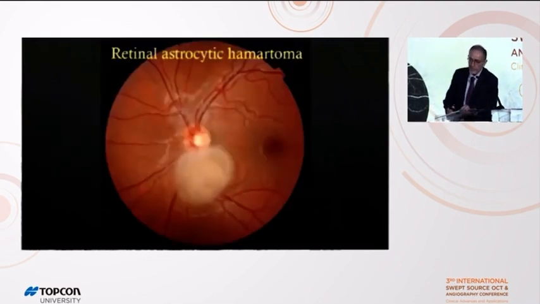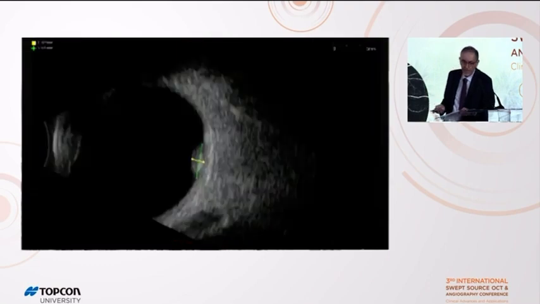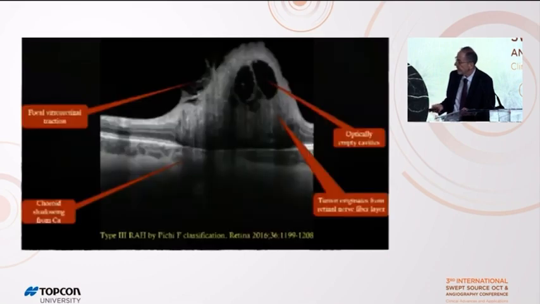Retinal tumors are rare compared to uveal tumors in adults, and here we can see a patient with retinal astrocytic hamartoma. This is the left eye. You can see the whitish colored lesion. And this is the B-scan ultrasonogram showing a 1.8 millimeter thick lesion with some intrinsic calcification.